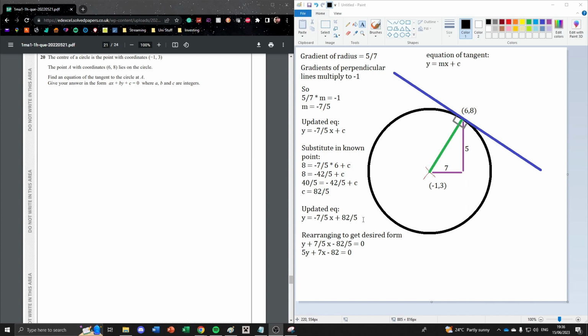So we need to move all of the terms over to one side, so we just have 0 on the opposite side, and then make sure that all of our coefficients, all the numbers before y and x and at the end, are integers. So we can add 7/5 x to both sides and subtract 82/5 from both sides, which leaves us with y + 7/5 x - 82/5 = 0. And finally, to make sure all the terms are whole numbers, we simply multiply by the denominator of both fractions, which is 5, so we end up with 5y + 7x - 82 = 0.